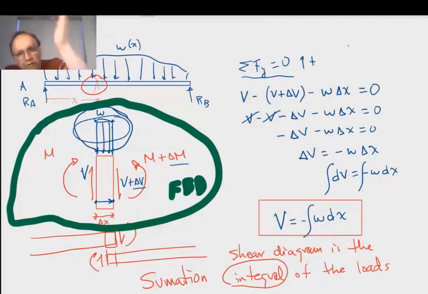If the load is in one direction, it's going to add. If it's in the opposite direction, it's going to subtract. But it's just a summation. Summation means algebraic summation, so the terms go with sign. That's all you do when you do a shear diagram. Make a summation of loads. It's going to be very simple. You're going to see.